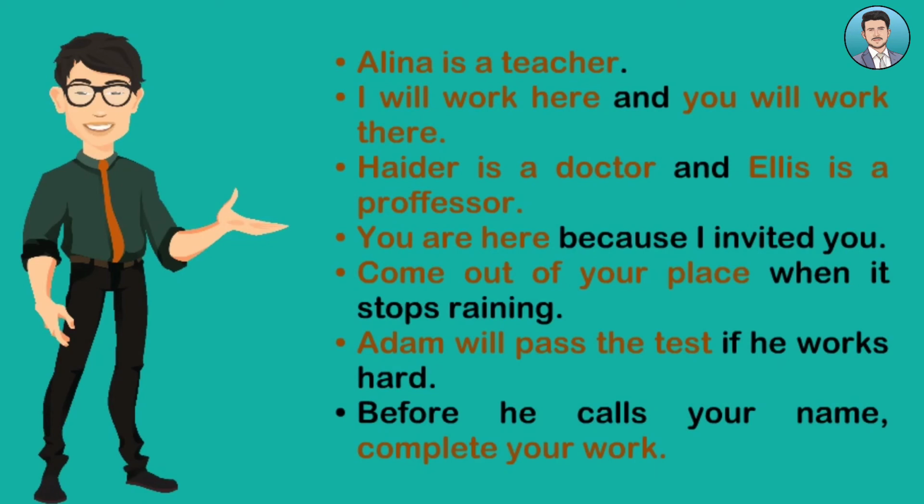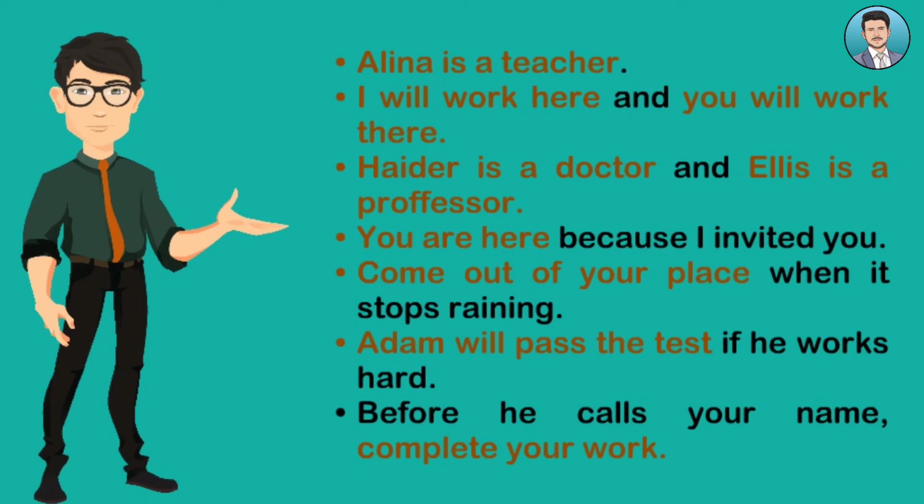Now let us look at the last sentence. Before he calls your name, complete your work. Again, see, in the sentence, complete your work is the main clause. But what is the deadline? Before he calls your name. Since the first part of the sentence, before he calls your name, is explaining our main clause, this is also a subordinate clause. So the text in one color is of main clauses, and the text in black is of subordinate clauses.